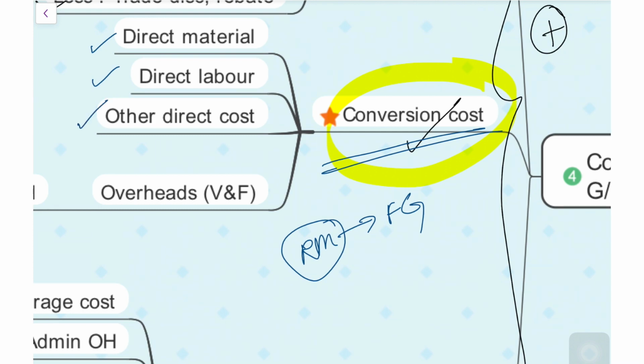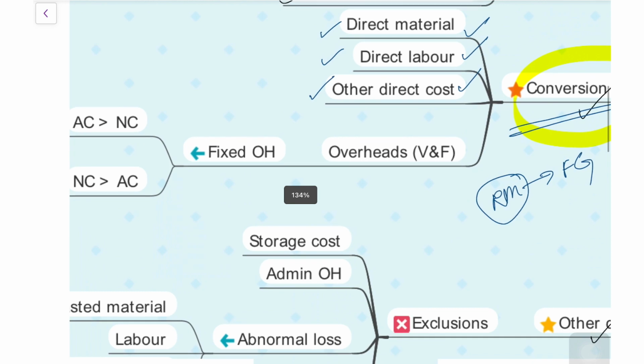Then any other direct cost, suppose to run any baking machine or an oven. Suppose you have incurred electricity charge. That electricity charge was required to make the cake. So some direct cost like that will also get included as a part of your conversion cost. So direct material, direct labor, and other direct costs, all these three costs which are directly related to the making of the cake will get included as your conversion cost.